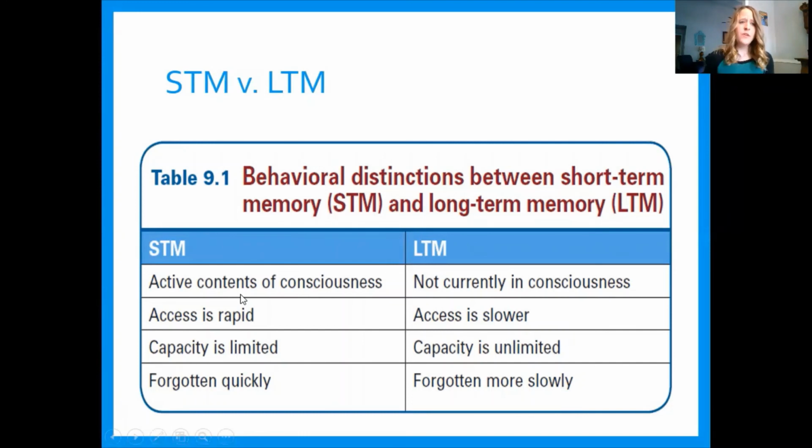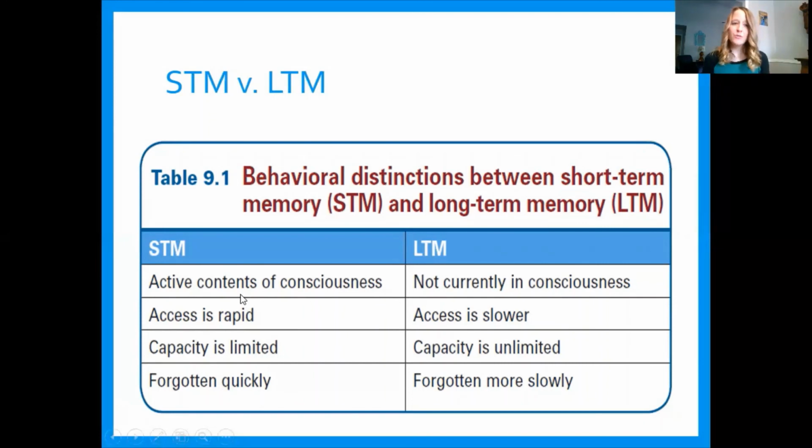So with short-term memory, because you are currently processing it, access to this information is very rapid, versus access to long-term memory may be a bit slower. If you've ever had to maybe think for a minute to recall the name of someone that you met months or years ago, right? It may take you a while to retrieve that information from long-term memory.